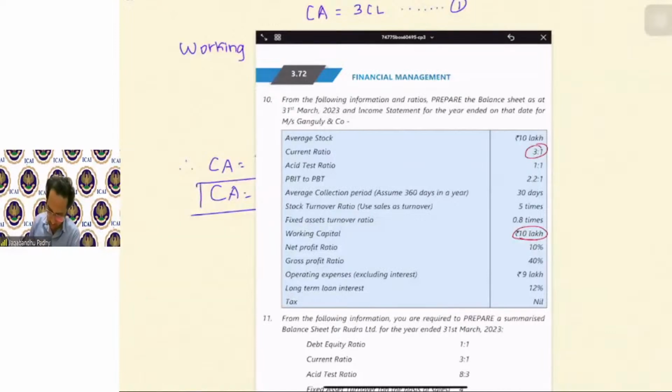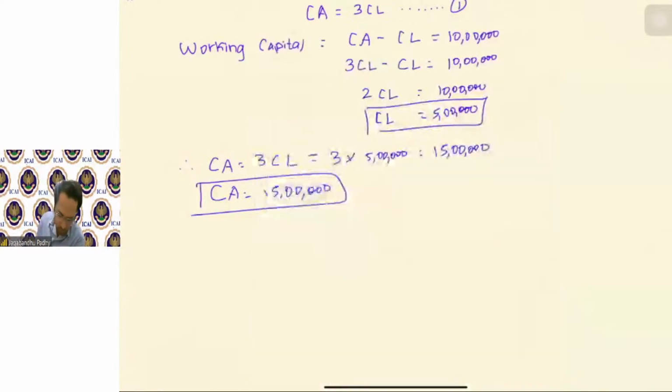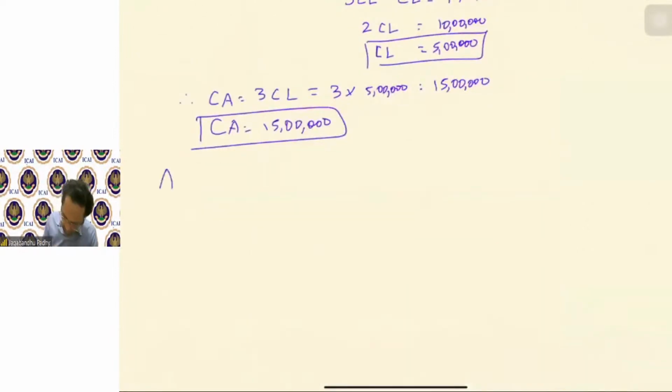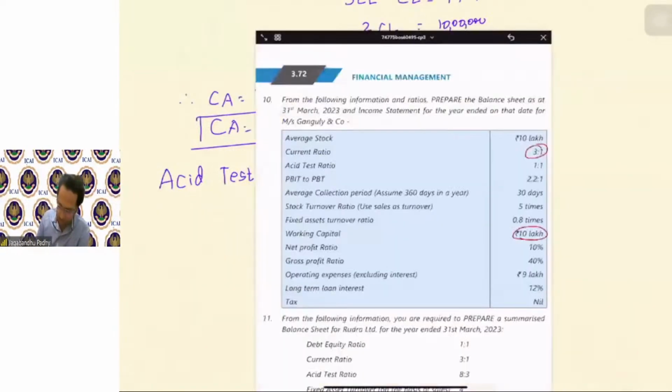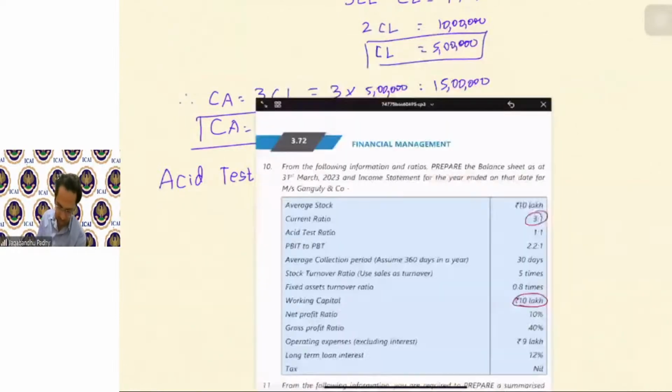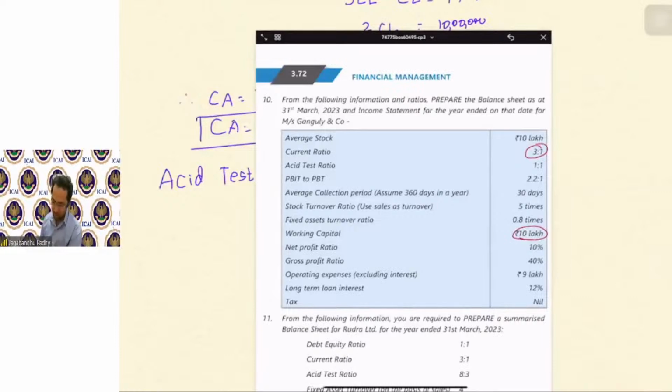Then the question also gives us information about acid test ratio to be 1:1. Now, we have already discussed what acid test ratio is. How do we compute that? Acid test ratio is current asset minus stock. Obviously, the question is silent about any amount of prepaid expenses, so we are just ignoring the prepaid expenses. Acid test ratio will be current asset minus stock upon current liability, and that ratio is 1:1.